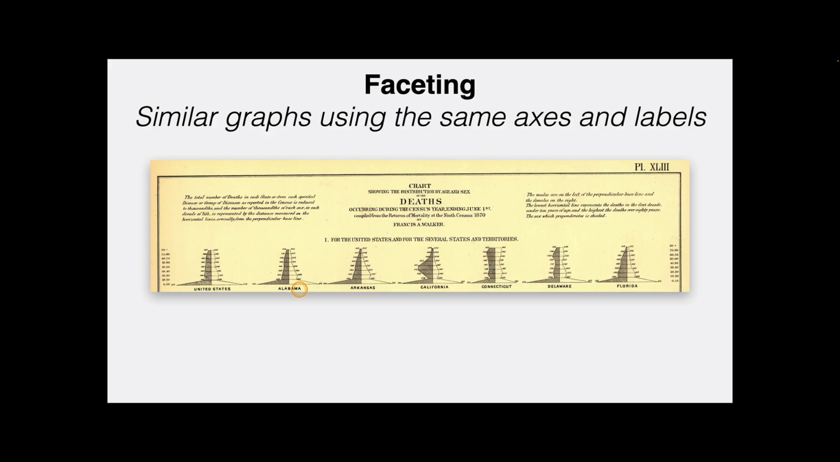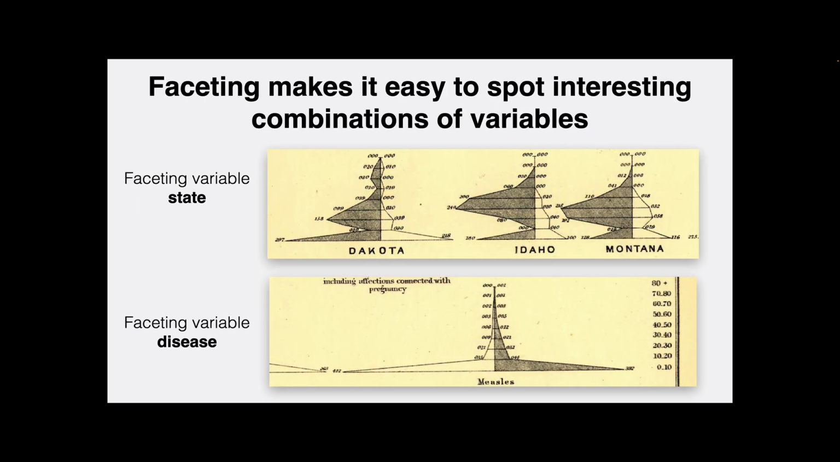And so the faceting variable here is state, Alabama, Arkansas, California. You have age on the y-axis, and you have numbers of deaths on the x-axis, with males coming out to the left and females coming out to the right. And so this kind of visualization lets you pick out trends in states, for example, Montana, Idaho, Dakota, lots of deaths in men of young age, 20-ish. I'm guessing that's because of all the sort of outdoor activities, hunting, dangerous mining, things like that that happened in these states in the 1870s.